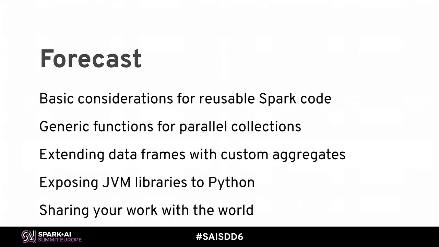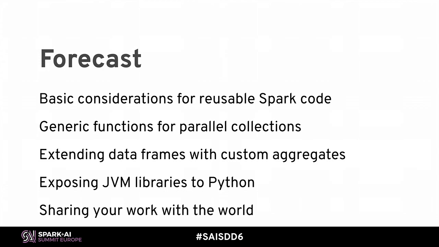With that out of the way, here's what we're going to be talking about. I'm going to start by introducing some basic considerations, some common themes that we're going to be talking about this afternoon for reusable Spark code, and look at how those considerations play out in how we test our code. I'll then talk about how to write generic functions for Spark's parallel collections, the RDD and the data frame, and also introduce machine learning pipelines.